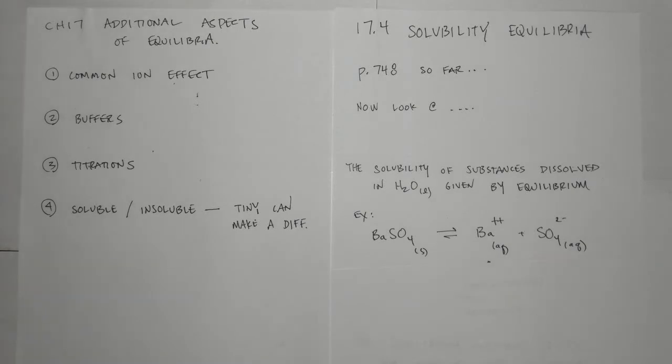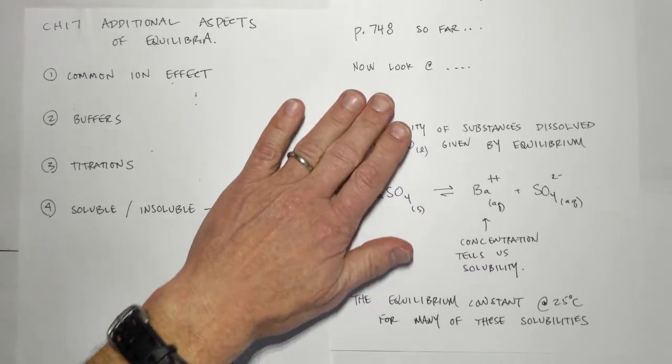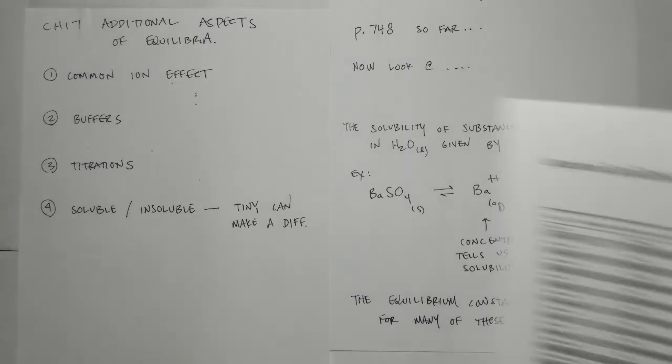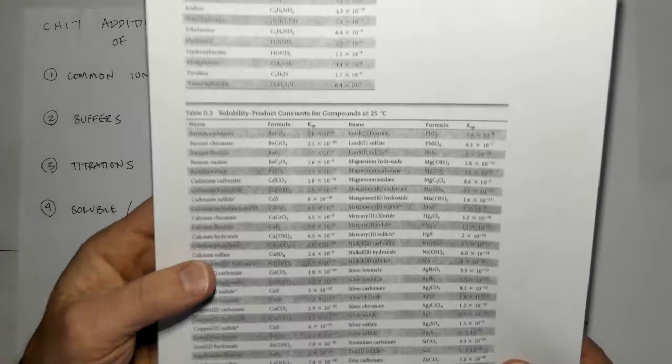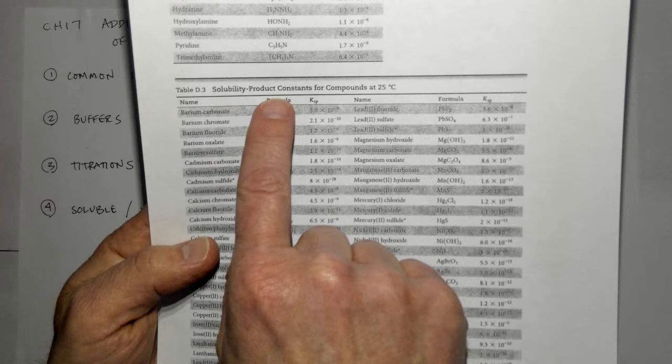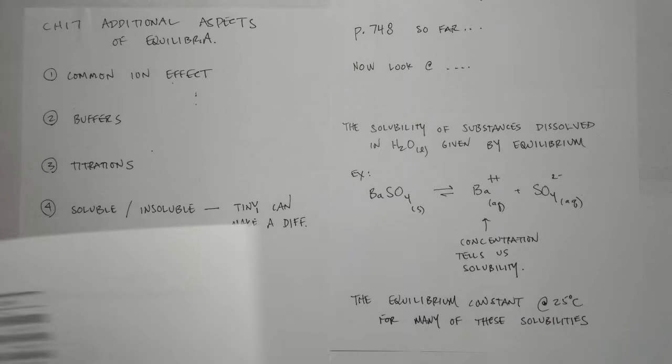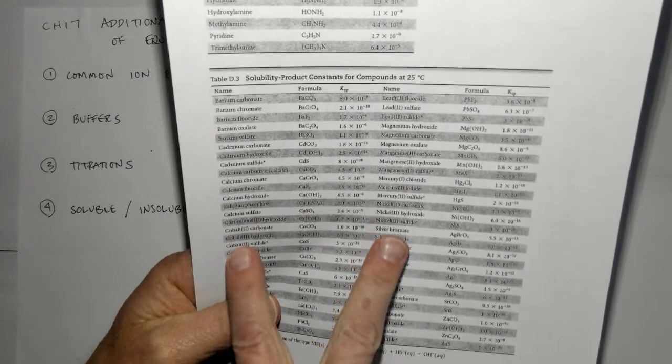Just think about lead or mercury. Those are poisons that even if you just get a little bit, they can make a big difference. The concentrations of these ions give us the solubility. Solubility is measured in molarity or in concentration. The equilibrium constant of these types of reactions at 25 degrees Celsius for many of these solubilities is recorded in Appendix D. If you look at the back, you can see that these solubility product constants, which is the K for a reaction such as this, are listed for many different substances.